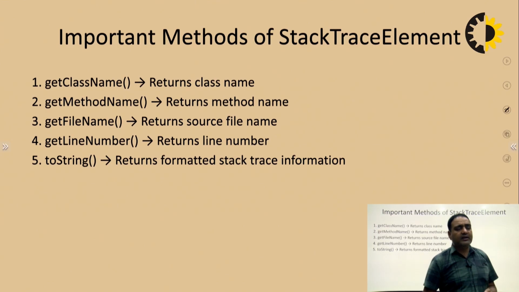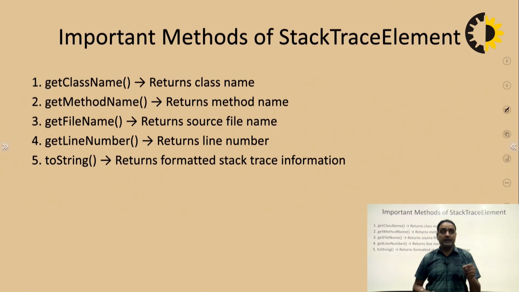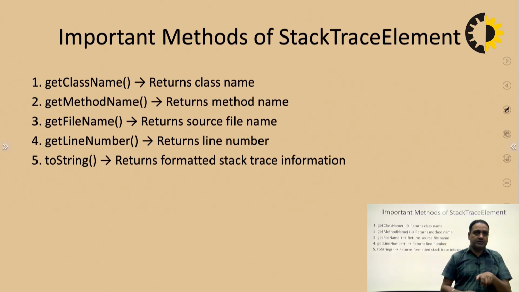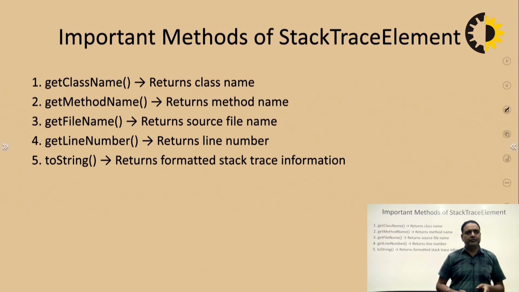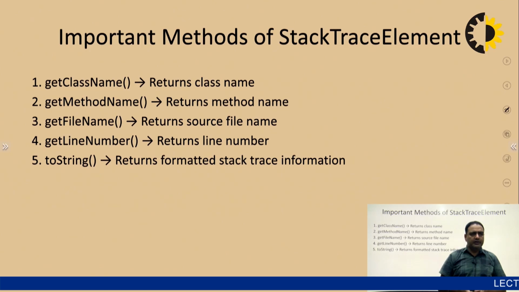Through this method, getLineNumber, you can get the information of the line number at which the exception was generated. That is how you can handle the exception. toString returns the formatted stack trace information, meaning all the information which you have got from this method, you can display on your screen in a formatted way.